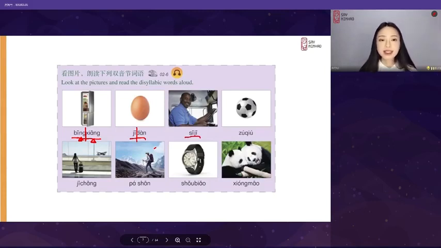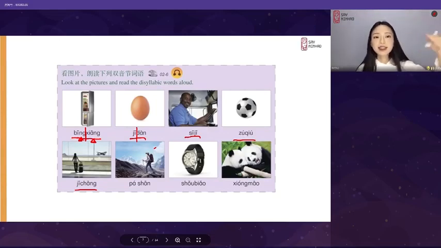Next one, the driver. Driver is 司机, 司机. Next one is the football. Football is 足球, 足球. 子午, 足, 汽油, 球, 足球. Read up to me, please. 足球, 足球.